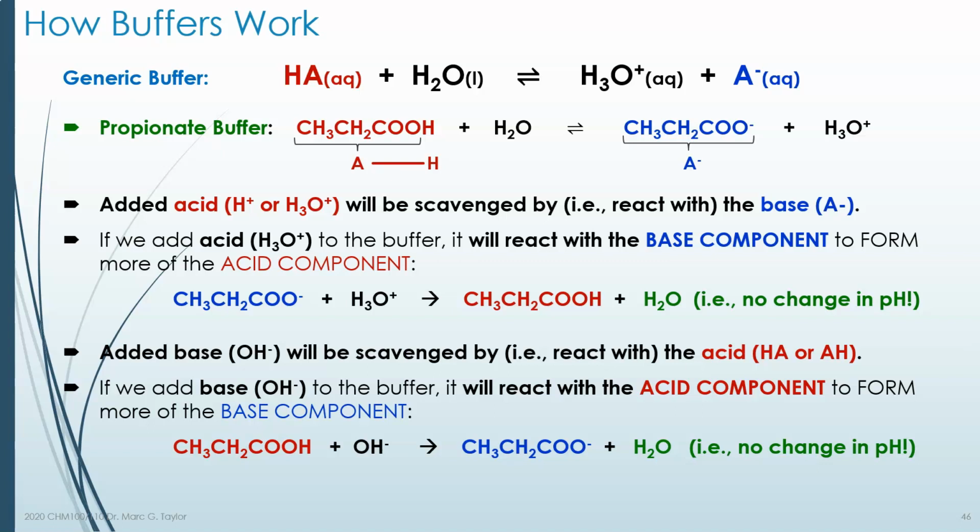Now, I want you to notice in the first case, when we're scavenging acid, this reaction is exactly the opposite of our original buffer equilibrium shown at the top with the green heading propionate buffer. If you look at that heading, that reaction just written backwards with a single arrow is what happens when you add acid. You're literally just driving the reaction backwards. But when you add hydroxide in the bottom case here, it's not exactly the opposite reaction. You'll notice you're not starting with water and ending with hydronium. You're starting with hydroxide and ending with water.